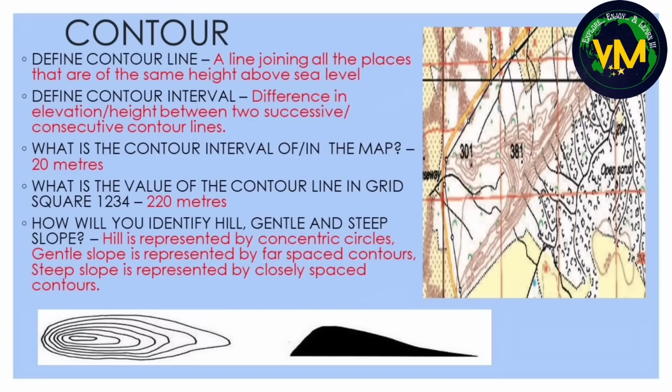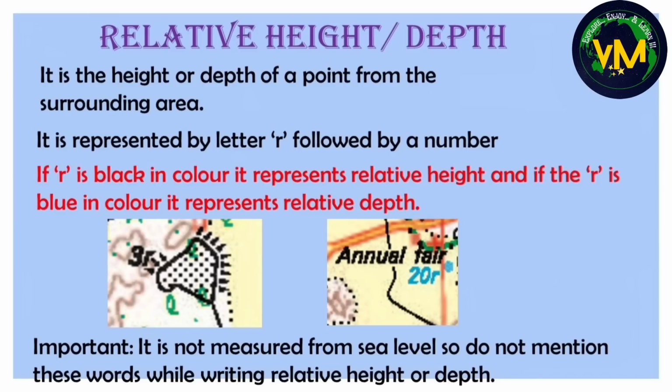How will you identify a hill or a gentle or a steep slope in a topographical map? We know that a hill is represented by concentric circles, whereas if it is a gentle slope, the contour lines will be far away from each other. And if it is a steep slope, the contour lines will be close to each other. Relative height is not from sea level, but from a surrounding area.